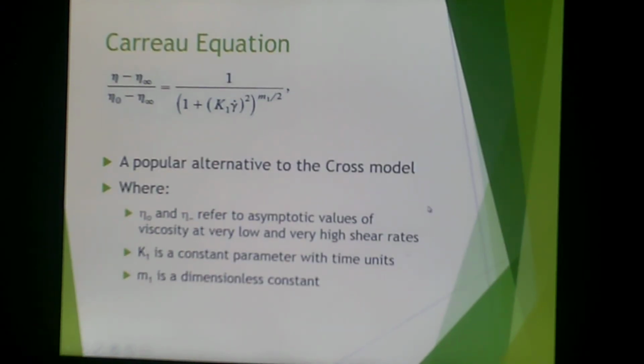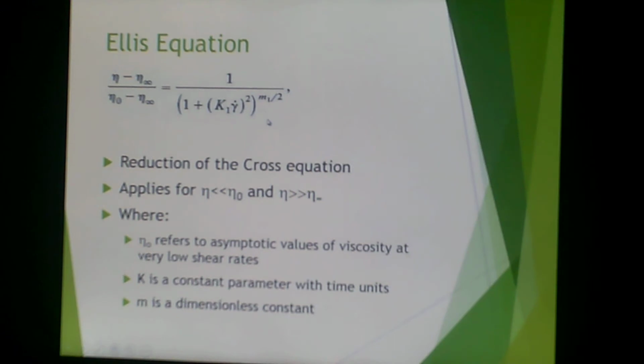Oftentimes, the Cross equation is modified in a certain way, and one way is the Carreau equation, shown here. These mean similar asymptotic values of viscosity at very low and very high shear rates. K1, in this case, is a constant parameter of time units, and M sub 1 is a dimensionless constant.